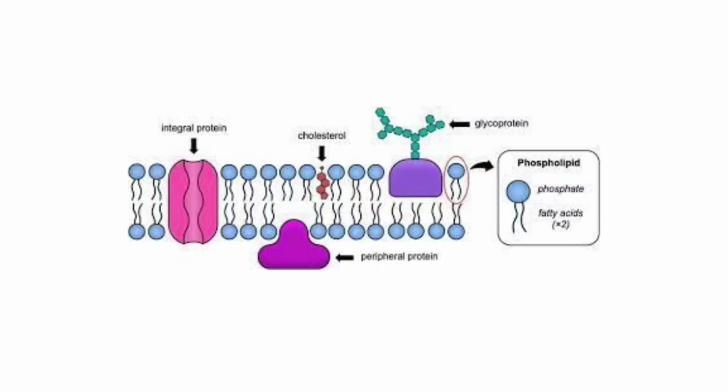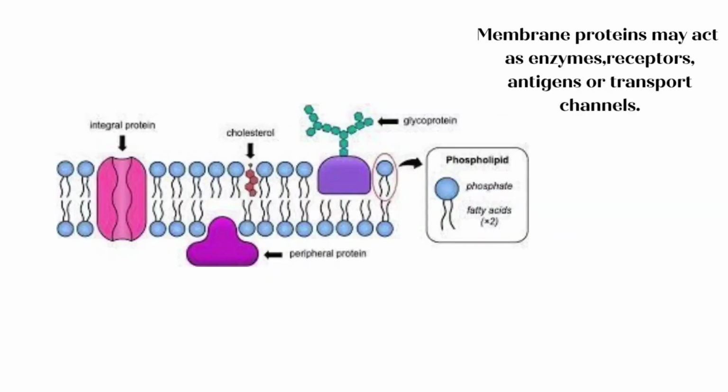Many proteins and lipids have short, branching carbohydrate chains attached to that side of the molecule which faces the outside of the membrane, thus forming glycoproteins and glycolipids, respectively. Membrane proteins may act as enzymes, receptors, antigens, or transport channels.